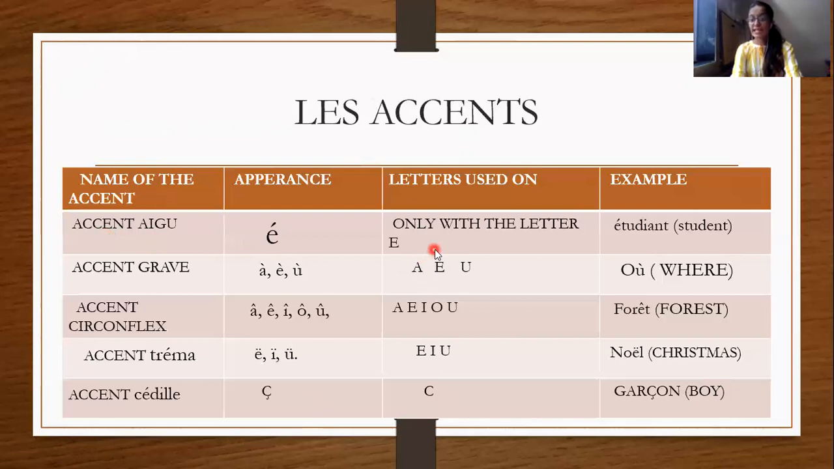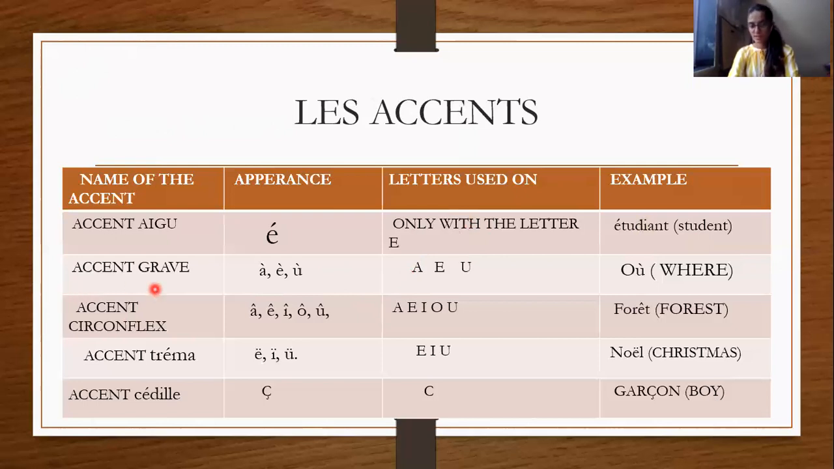Accent aigu is only used with the letter E. An example is étudiant. Étudiant means a student. The next accent which we have is accent grave.